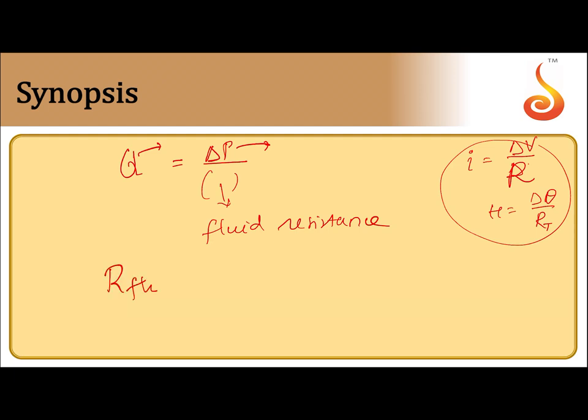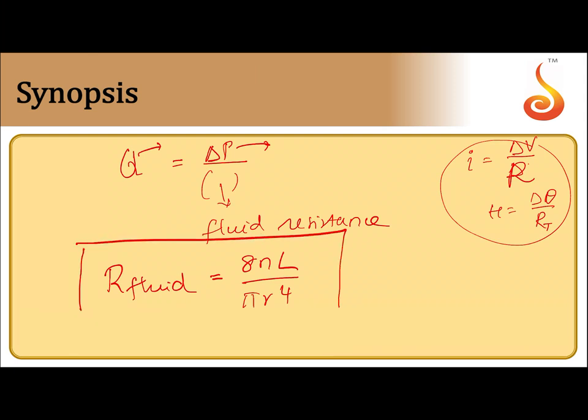So, fluid resistance is nothing but 8 eta L divided by pi r to the power of 4. So, resistance of a fluid, or say fluid resistance, is given by 8 eta L divided by pi r to the power of 4. So, Poiseuille's formula gives us the volume of the liquid flowing per unit time.